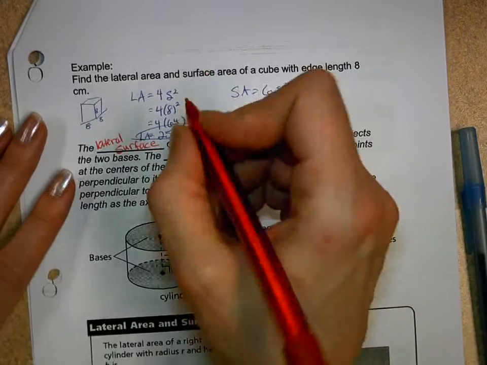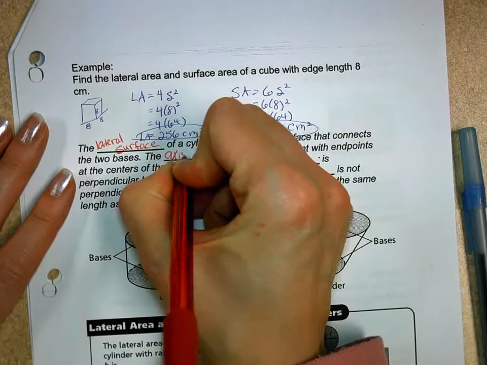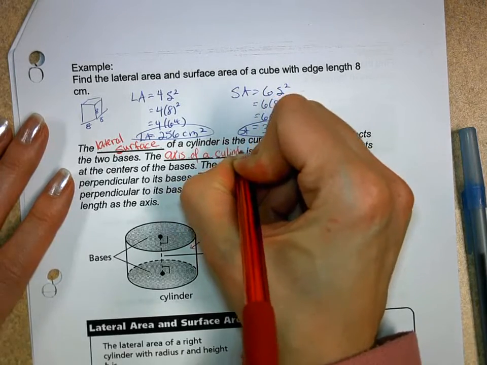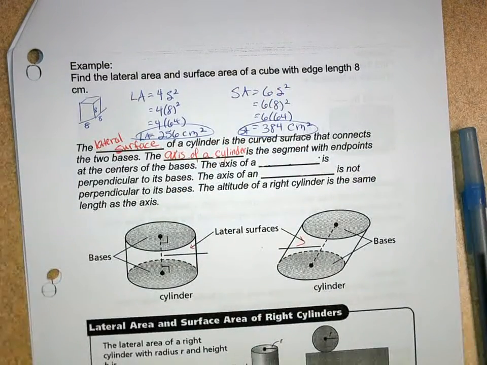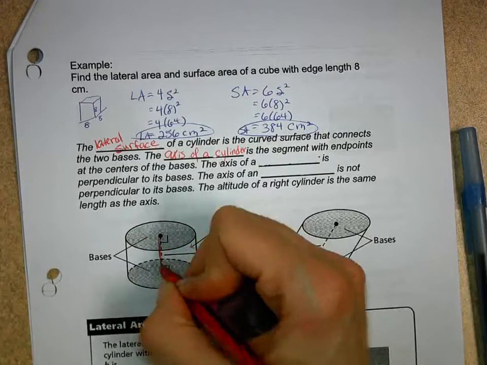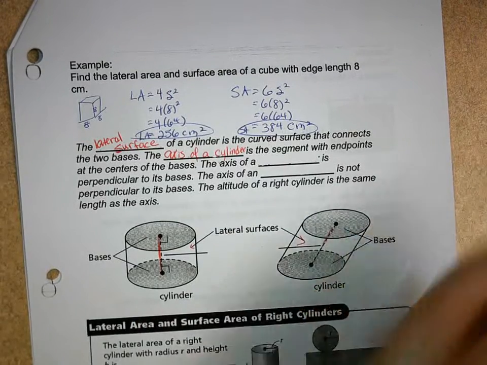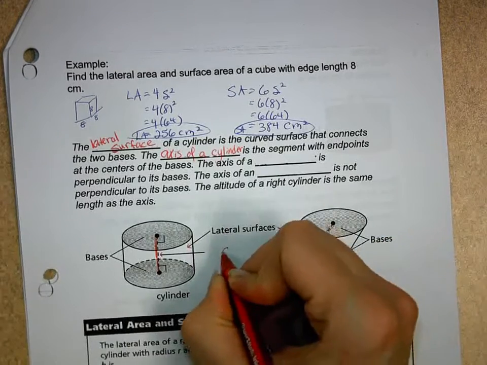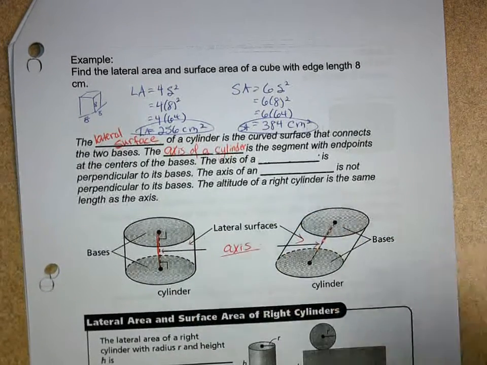We also have what's called the axis of a cylinder. I'm going to print cylinder really small there. It is the segment right here that joins the centers of the two bases. So that's going to be the axis. So the axes of our cylinders.